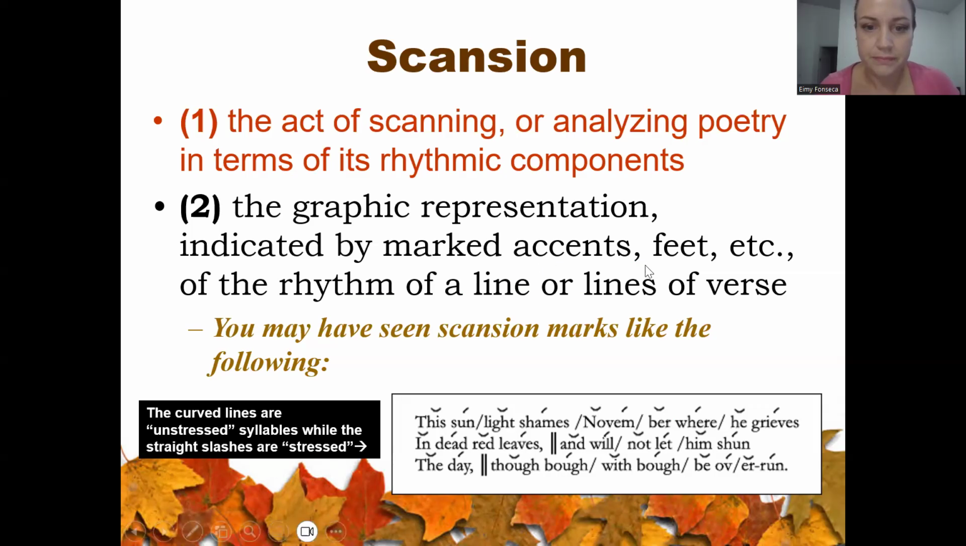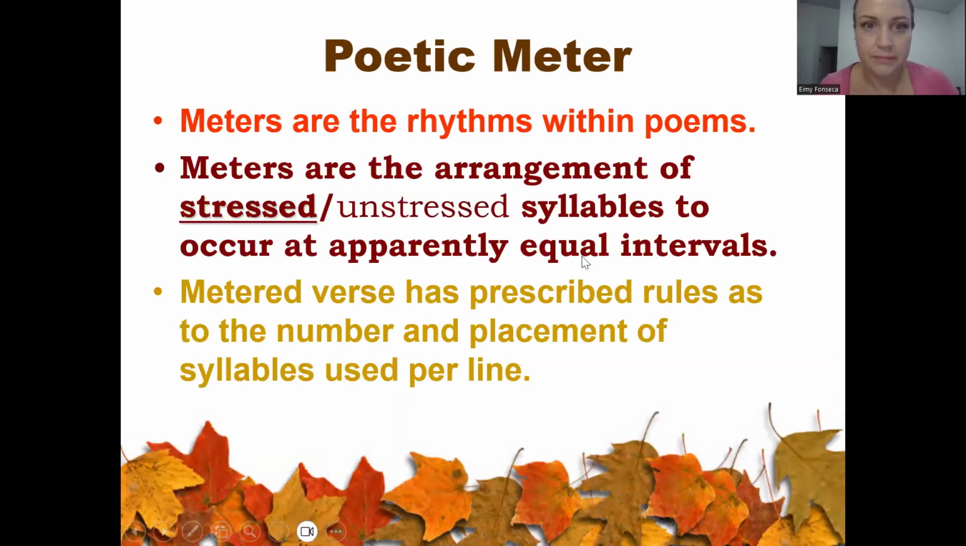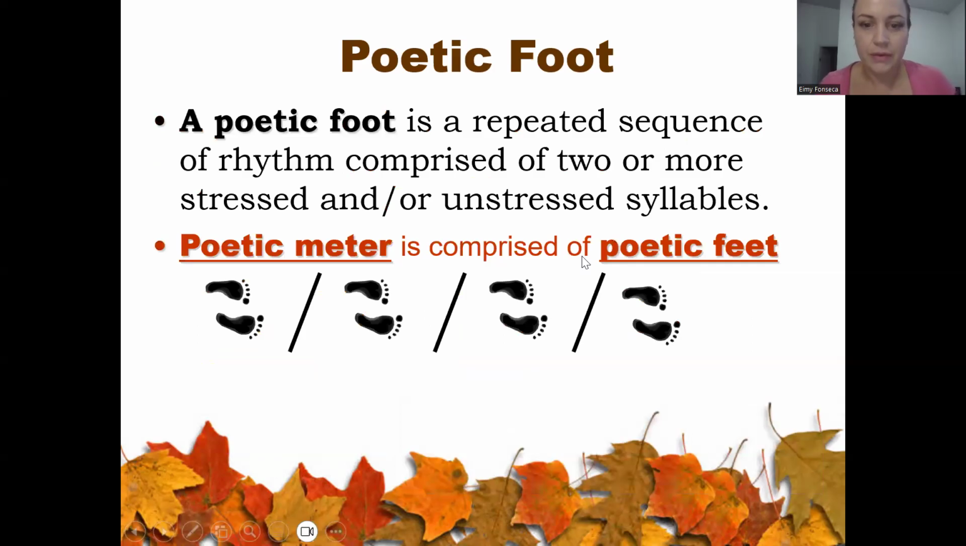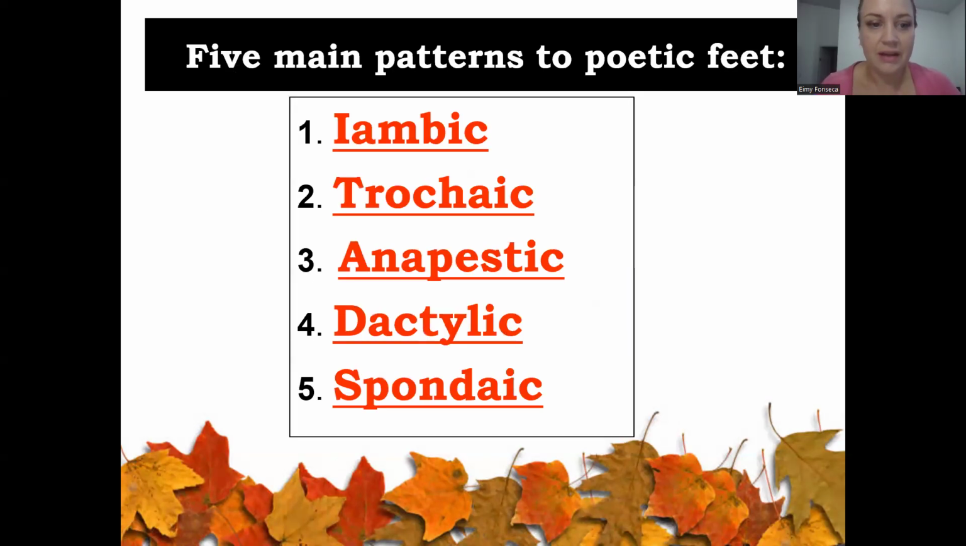Next, I'm going to skip that slide. Okay, so when we analyze meter, we count the feet in a line. A line is determined by a group of feet. This is an example of the analysis of poetic feet in a line. I'm going to tell you more about that.